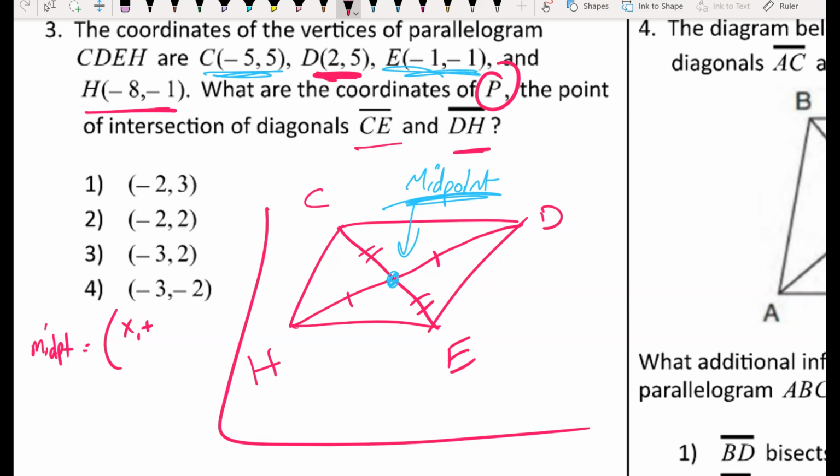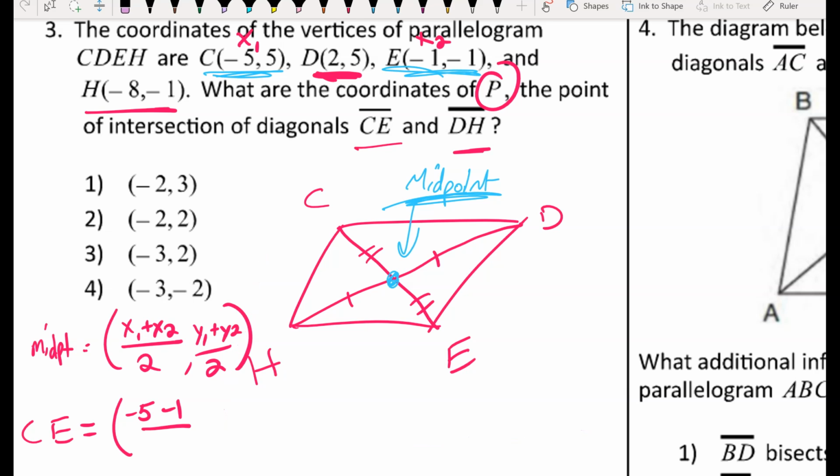To get my x coordinate, I add my x values and divide by 2. And to get the y coordinate of my midpoint, I add my y values and divide by 2. So that's the average of the x's, comma, the average of the y's. In the case of the midpoint of CE, the x value of C is -5, and the x value of E is -1. So remember, when I add a -1, that's the same thing as subtracting 1, divided by 2. The y coordinate for C is 5 plus -1, which again is -1, over 2.